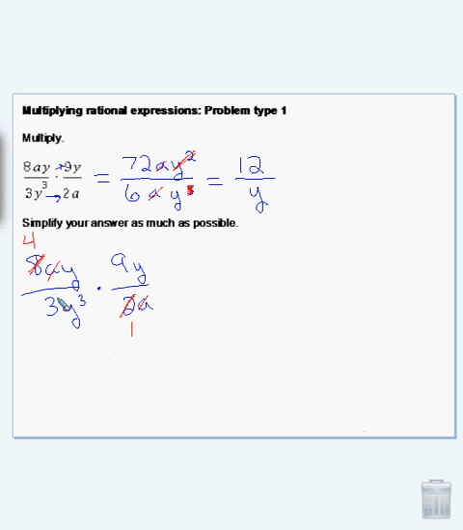So now I'll look at this. 3 goes into 9 3 times and into itself once. I have 3 y's here and 1 y there. That will leave me 2 y's in my denominator. But then I have a y and a y squared in the same expression. So this y will cancel, leaving 1 y in the denominator. To clean this up a bit, what I now have is 4 over y times 3 over 1, which gives me 12 over y.